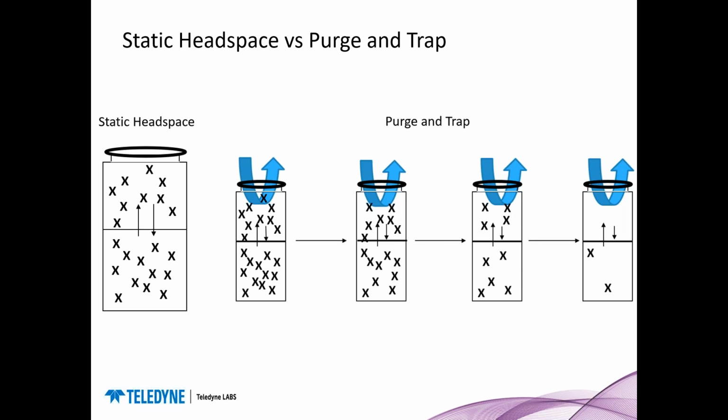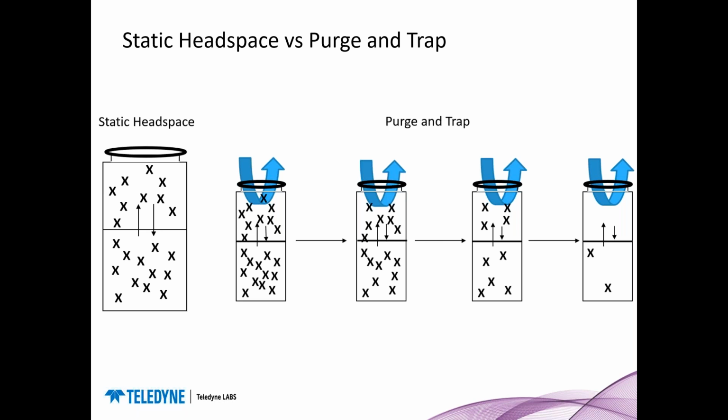In the case of static headspace on the left, samples come to an equilibrium. The compounds of interest go from the liquid to the gaseous phase, and then when no more net transfer is occurring, an aliquot of that headspace is taken and analyzed. If not enough sensitivity is reached during this static headspace, then that's where Purge and Trap can improve.